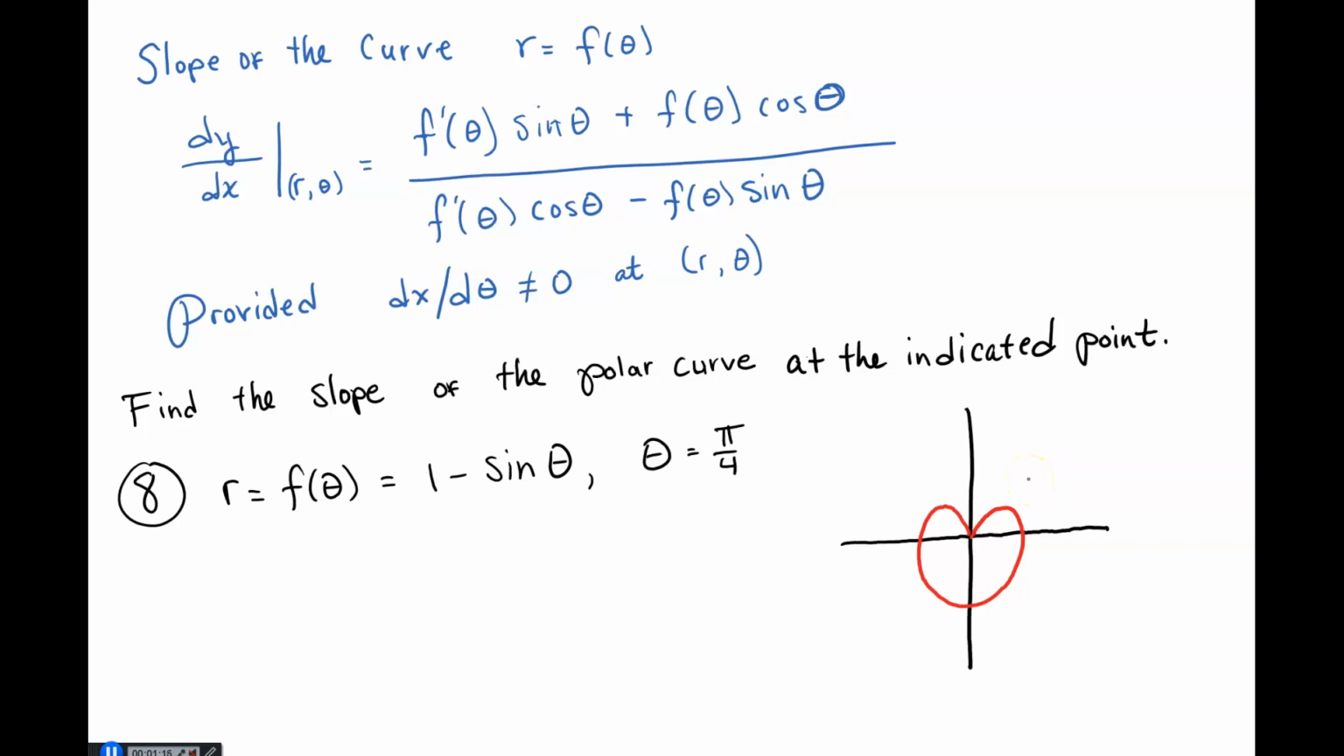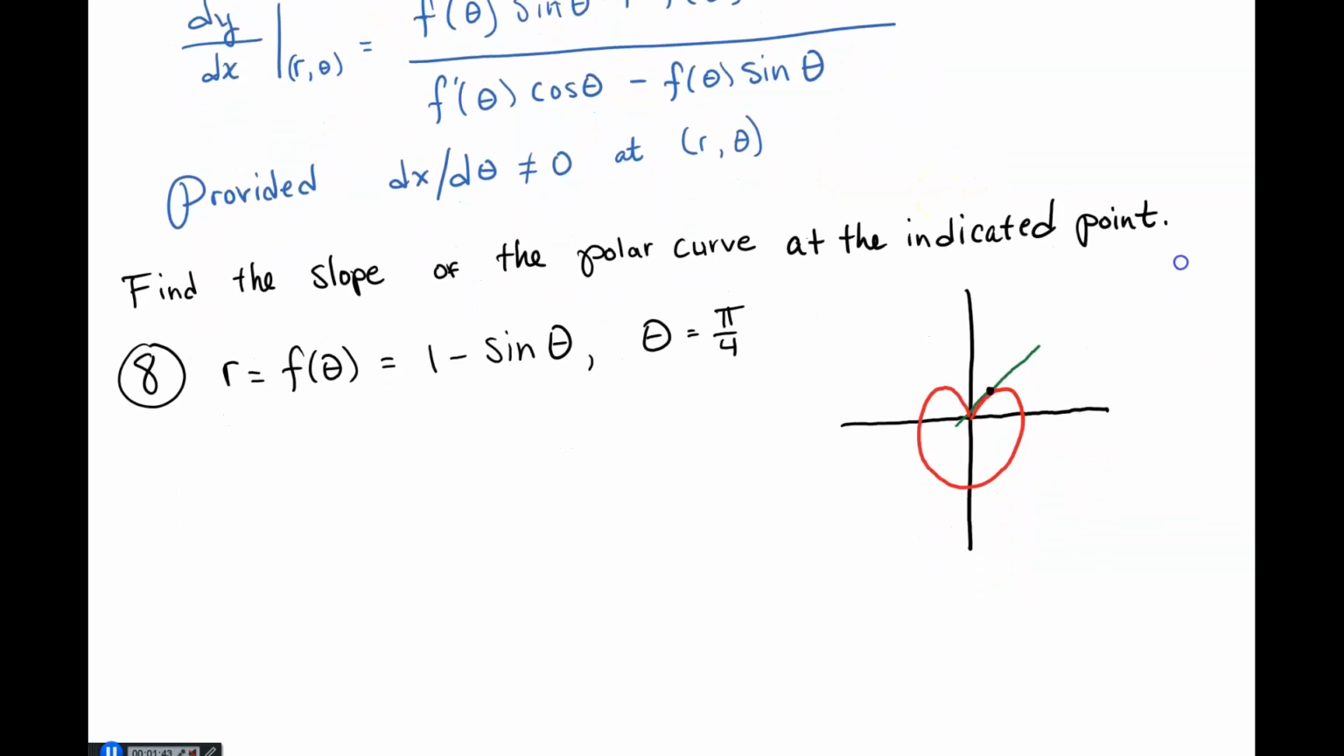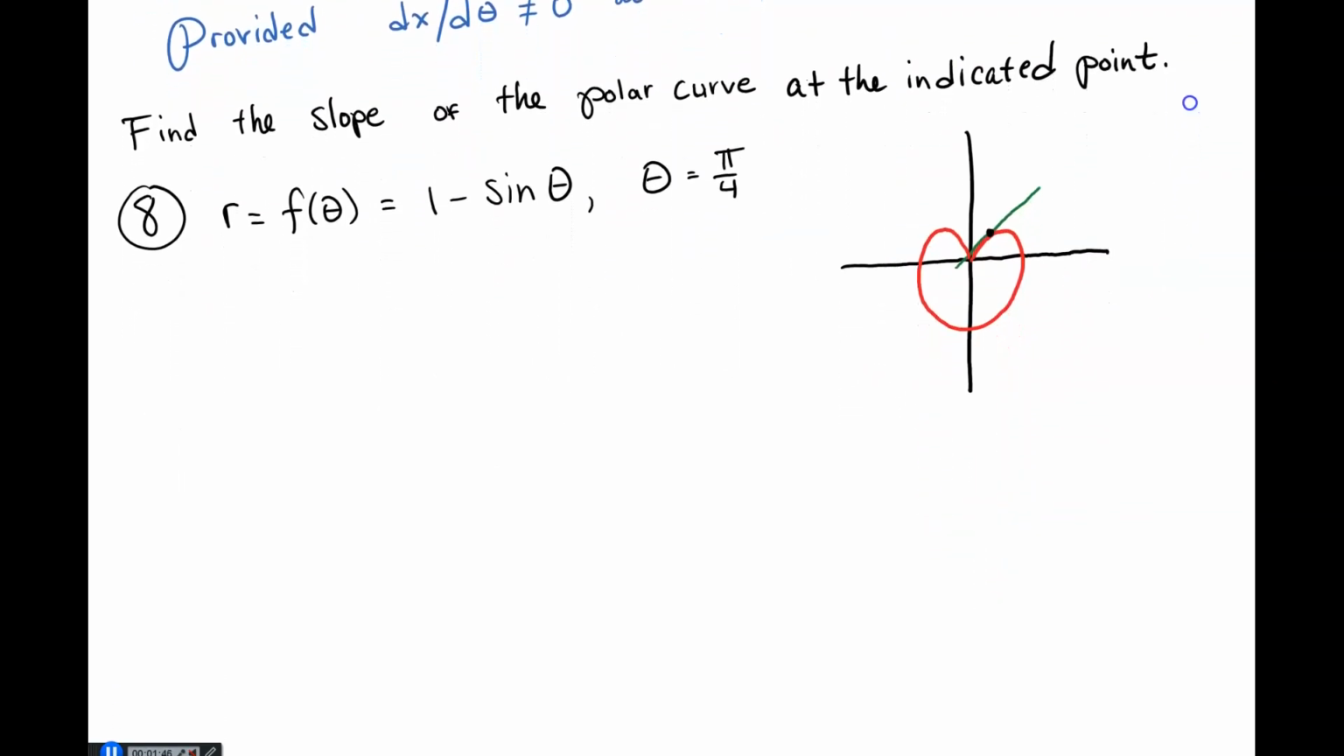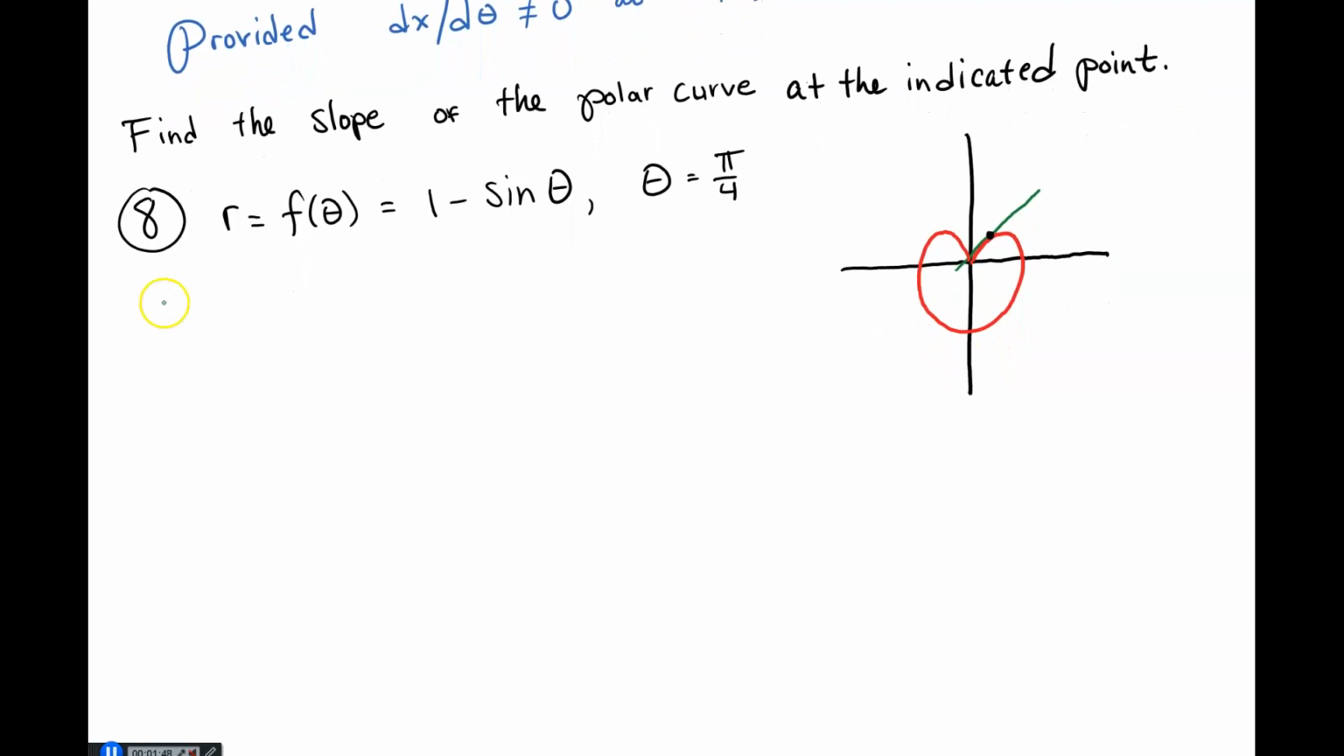So let's suppose we're looking at the point pi over 4, and let's just say that pi over 4 is right there. Okay, this graph of course is not drawn to scale. If we wanted to find the slope of the tangent at that point, we could draw a tangent at that point, of course, but to find the slope of the tangent, we would use this formula, and that's what we're going to do in this example. So we have r equals f of theta equals 1 minus sine theta, and we're going to evaluate that at pi over 4. So let's go ahead and take a look.